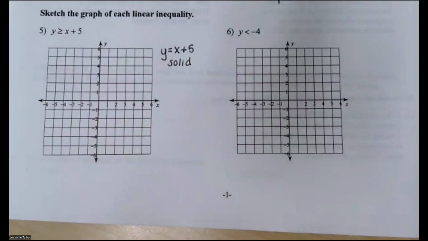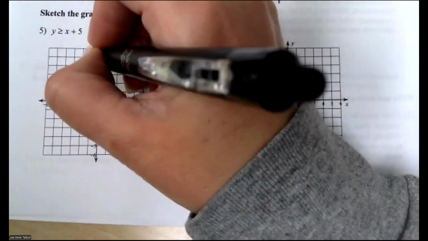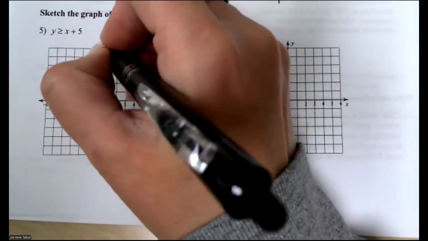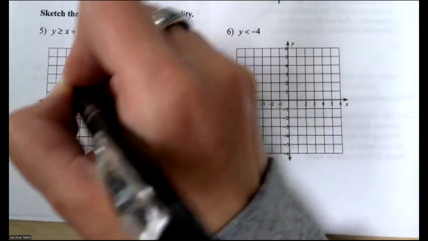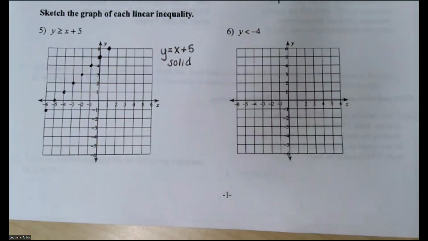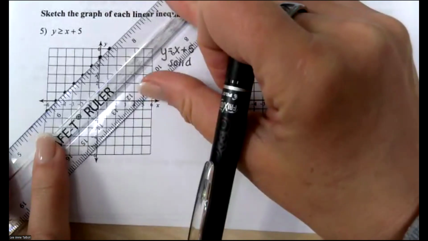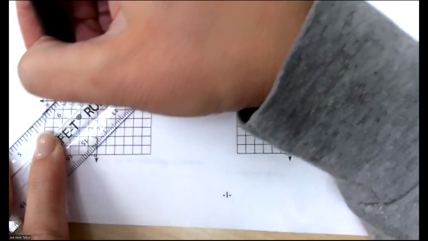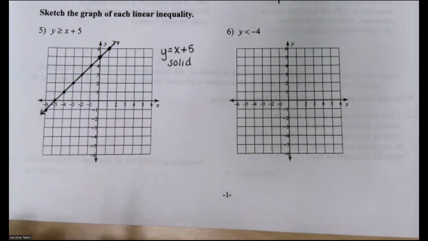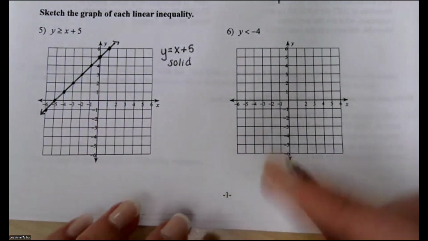Okay, so this one I have y equals x plus 5 solid, up 5. Slope is 1, so up 1 over 1 and then backtrack. You're definitely going to want a ruler for your quiz, I think. Just like this. Can you do this? Yeah, I know you can.